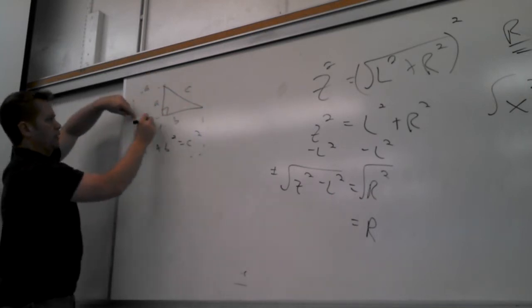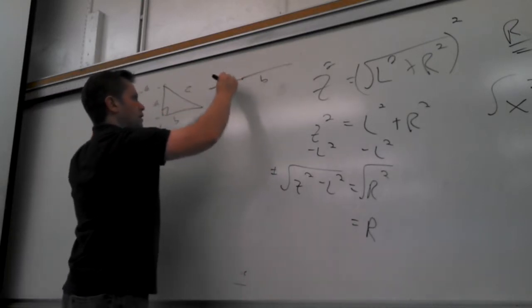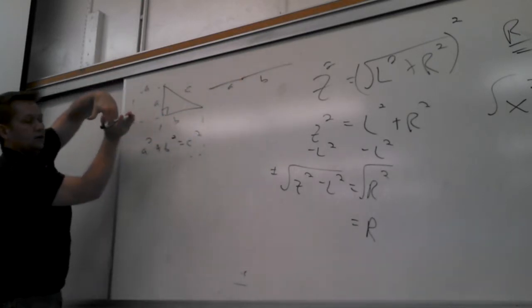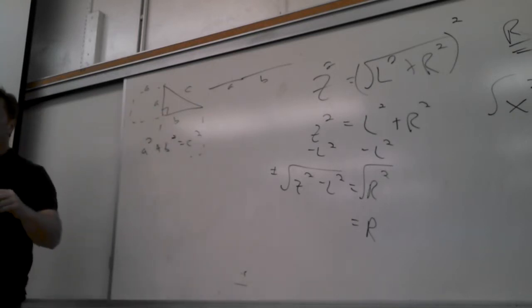Because I would only add them if they were lying in the same direction, like if it was A and then here's B, then I'll add them, right? They're not, so it's got to be something weird. So that's what makes it work when you square it.